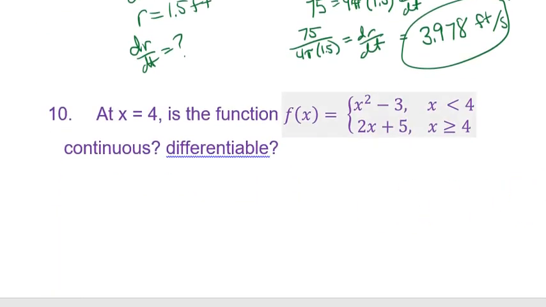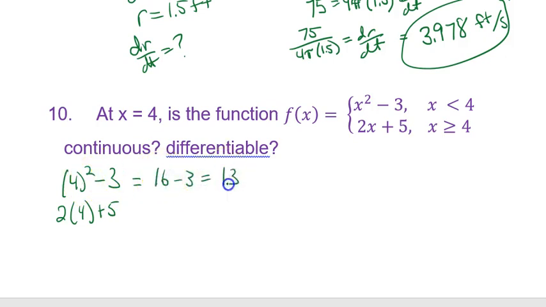Alright, the last thing I wanted to review with you is really what we did that video on. And that was looking at functions and talking about whether they're continuous or differentiable, and several of the ones that you had in the sorting activity were piecewise functions. To check continuity, you just plug into what you have. So plug the 4 in for x. So 4 squared minus 3, and 2 times 4 plus 5. So this will be 16 minus 3, which is 13. And 8 plus 5, which is 13. So that right there means that this function is continuous.